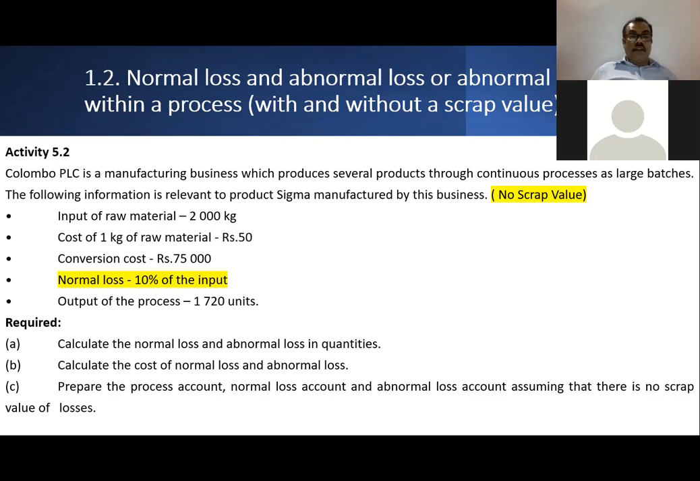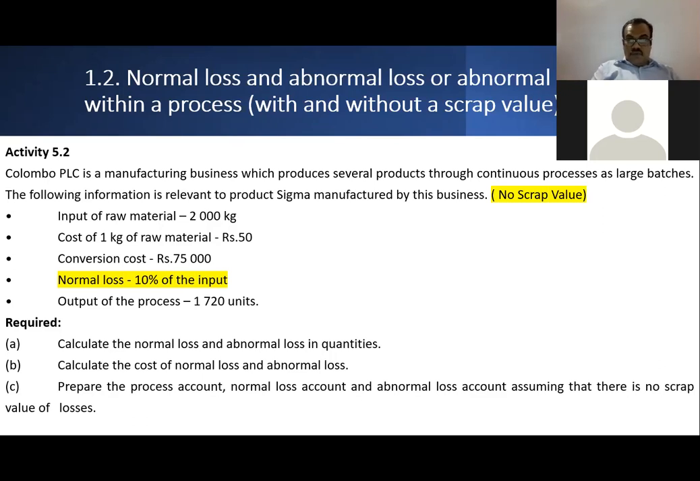So quickly do the calculation and let me know. What is the normal loss in units? Because there is no value for normal loss, and even for abnormal loss there is no value, since scrap value is zero. Calculate the abnormal loss in units, the cost of a unit, and the cost or amount of the abnormal loss.